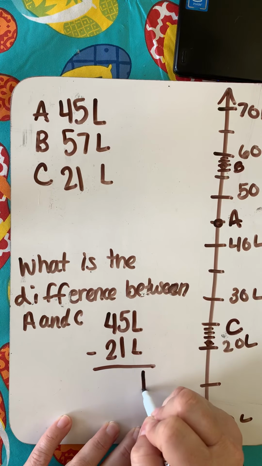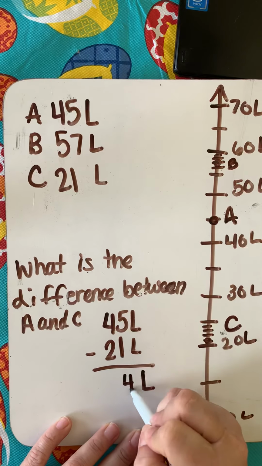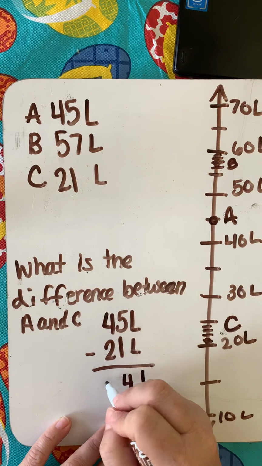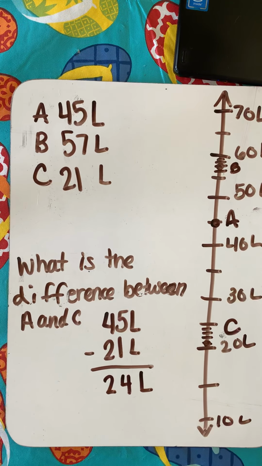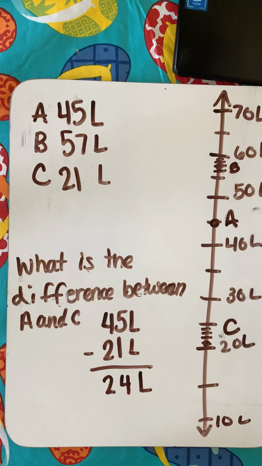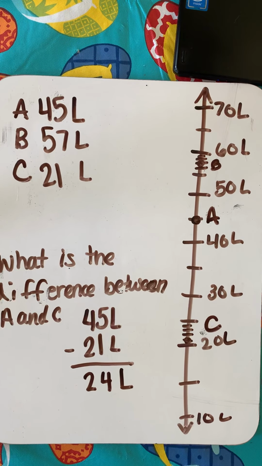I'm going to bring down my sign right now because I'm doing liters. So 5 take away 1 is 4, and 4 subtract 2 is 2. So it would be 24 liters is the difference between the two. You could use the number line to do it if you wanted to too. The number line on the paper is a lot more in depth than mine, and mine's really hard to do with this marker. So I hope you enjoyed module 2 or word problem 30.